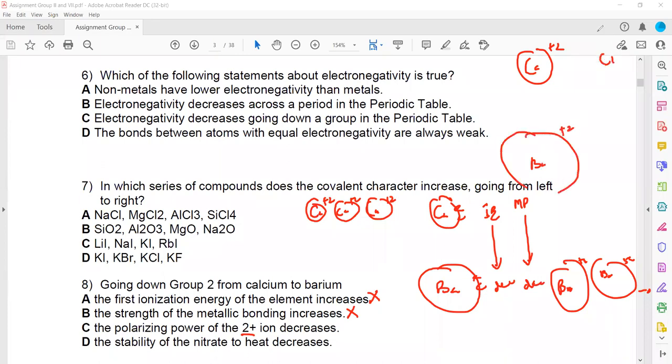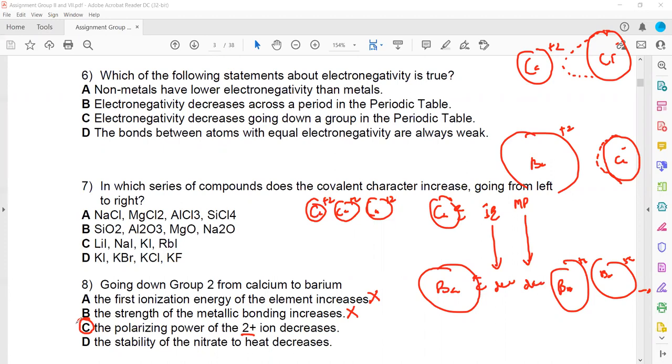So when they polarize, chloride ion will have more distortion when it is attached with calcium rather than the same chloride ion attached with barium, because for polarization or the covalent character, the size of the positive ion should be small and the charge on the positive ion should be larger. That's why C is the right answer, that less polarizing power.